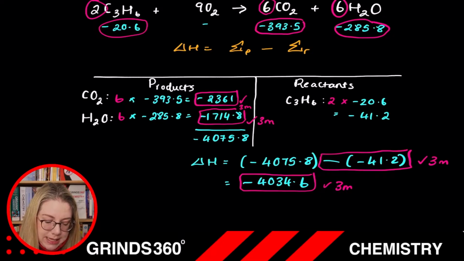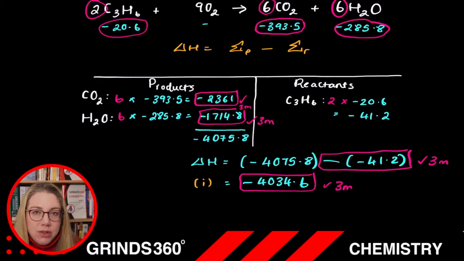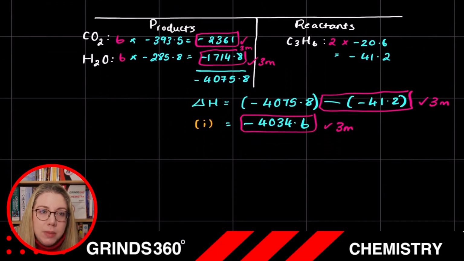Now, what is that number? That is the heat released according to the balanced equation as it is asked in the question. That is number 1, the heat of reaction. When you work out the energy released according to the balanced equation, it's the heat of reaction. However, you're also asked for the heat of combustion.